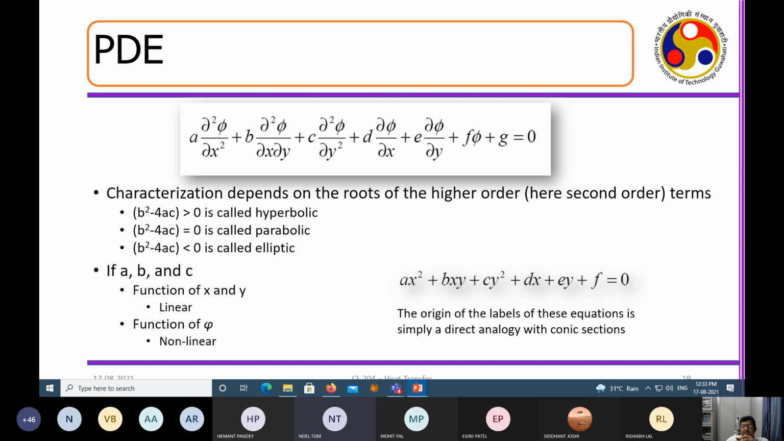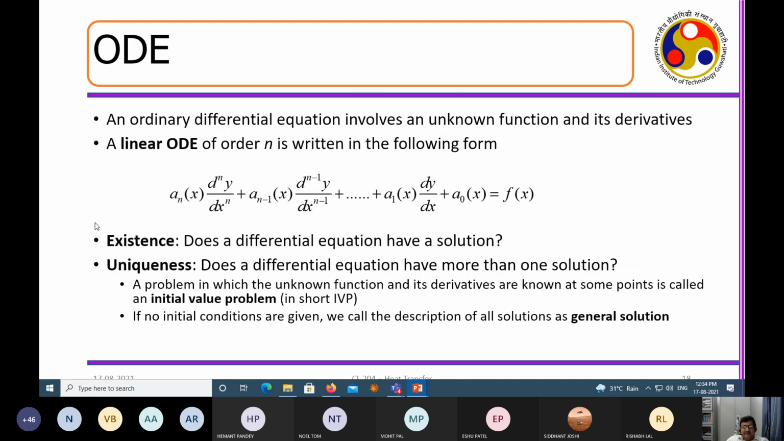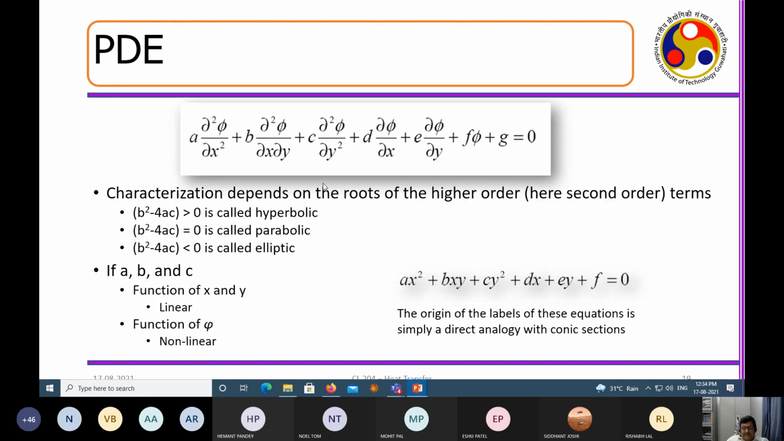What is the order of this equation? Second order, 2. Right? Is it linear or non-linear? Linear. If a, b, c, all these coefficients are functions of x and y, which are the independent variables, it is linear. If they are functions of phi, which is the dependent variable, then it is not linear. Okay. Now, this is the typical form of an ODE, right?